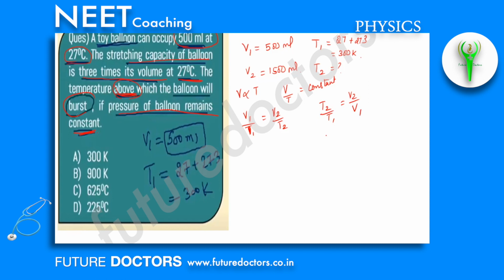So we have to find T2. T1 is 300, V2 is 1500, V1 is 500. So it is 3 times. So T2 will be 300 into 3. So the answer is 900 Kelvin. So if the temperature is greater than 900 Kelvin, the balloon will burst.